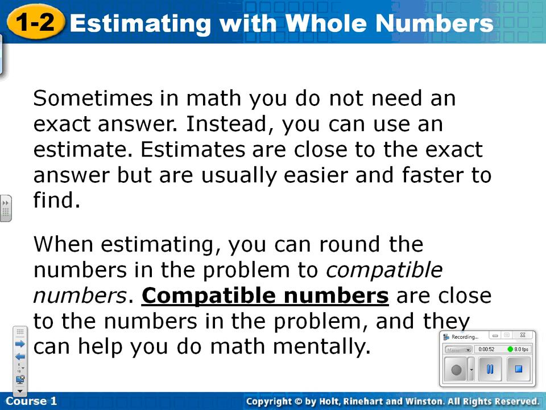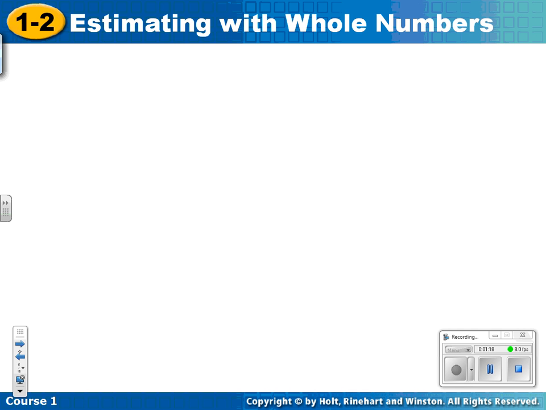Now, a lot of this is a review for you. Sometimes in math, you do not need an exact answer. Instead, you can use an estimate. Estimates are close to the exact answer, but are usually easier and faster to find. When estimating, you can round the numbers in the problem to compatible numbers. Compatible numbers are close to the numbers in the problem, and they can help you do the math in your head.